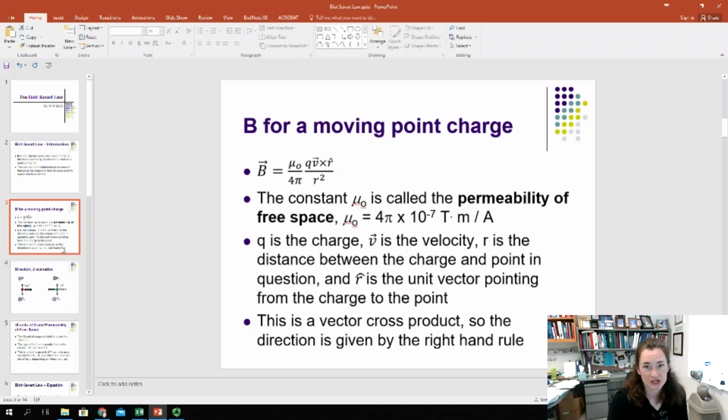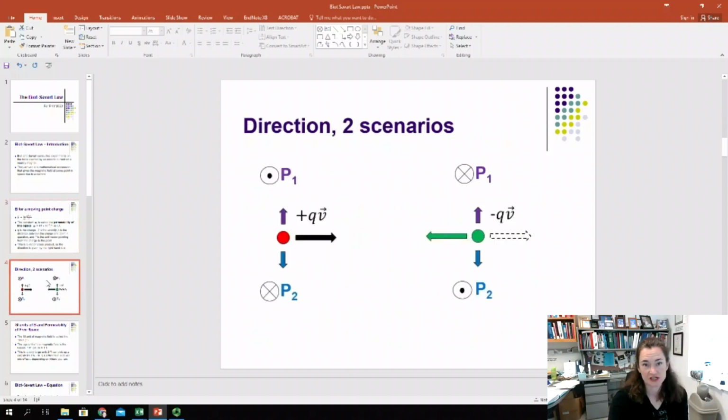Now let's explore the direction for two different scenarios in the next slide. Let's say first that you have a positive charge plus Q moving to the right with some velocity V. Let's say that you want to know what the magnetic field is at two different points, which I've labeled here: point P1, which is above and in purple, and point P2, which is below and in blue. Now the r hat unit vector for each scenario, let's talk about P1 first, the one on top. R hat is the purple arrow here, which is pointing upward away from the positive point charge and towards this point P1. Now remember your right-hand rule.